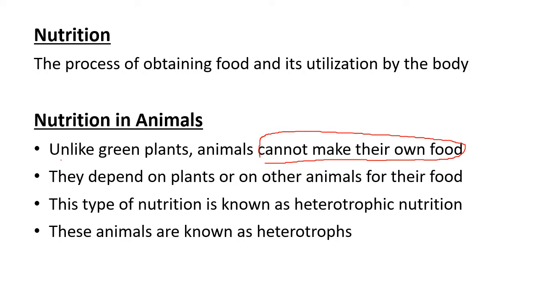On the other hand, green plants are autotrophs. They make their own food with the help of a process called photosynthesis, right? But animals and humans cannot make their own food. Therefore, they are in which category? They are in the heterotroph category, right? These heterotroph animals depend on other plants and other animals for their food. This type of nutrition is called heterotrophic nutrition.